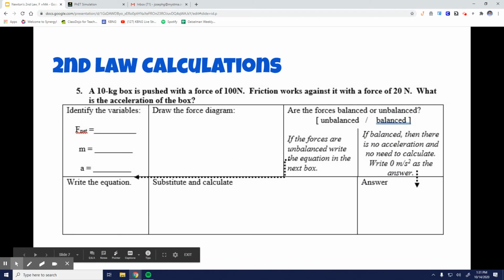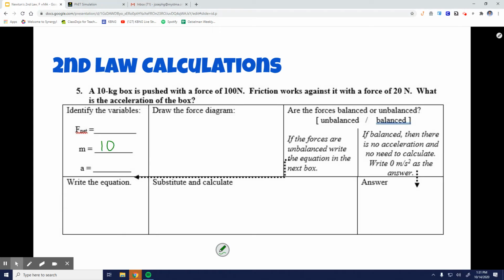Our next problem says that a 10 kilogram box is pushed with a force of 100 newtons. Friction works against the box with a force of 20 newtons. What is the acceleration of the box? So first off, I know its mass is equal to 10 kilograms. It says it right there in the problem. But now we have an applied force of 100 newtons and friction working against it with 20 newtons.